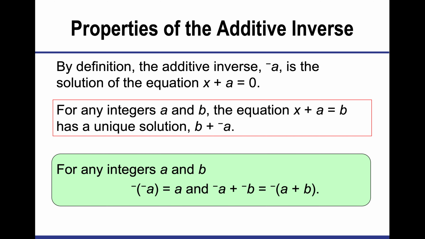For any integer, if I take the negative of the negative, it becomes positive. It's like a double negative. If I use a double negative in a sentence, it's really the same as stating a positive statement.